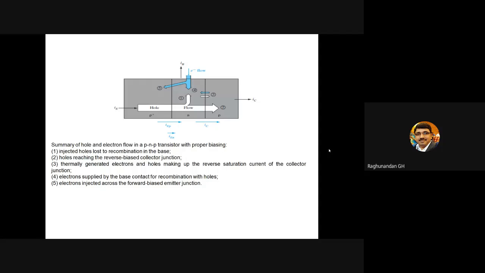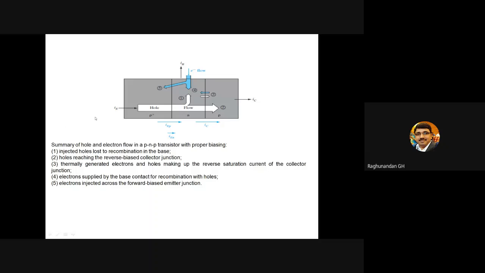We already studied how the BJT works. It has an emitter, base, and collector, which we have already discussed. Again, this gives you a flow diagram of the current in the PNP transistor. We have an emitter on the left side, the middle one is the base, and the last one is the collector.